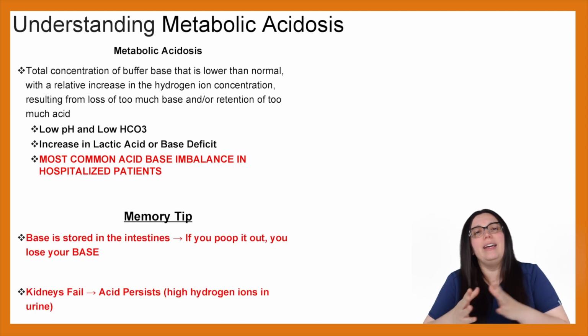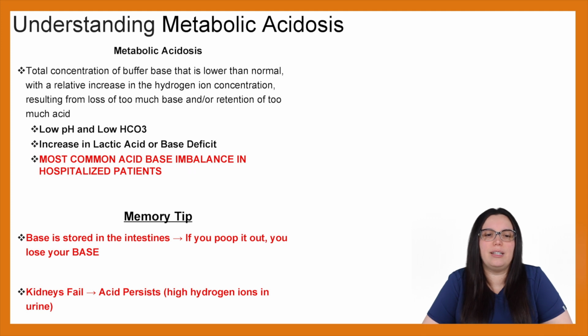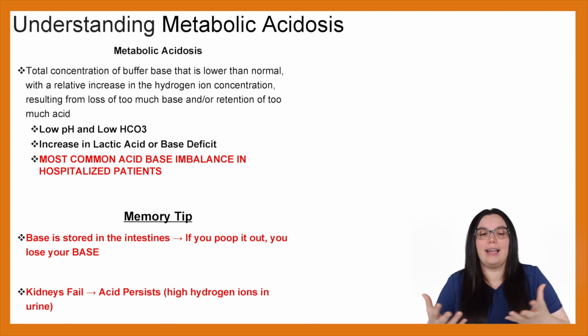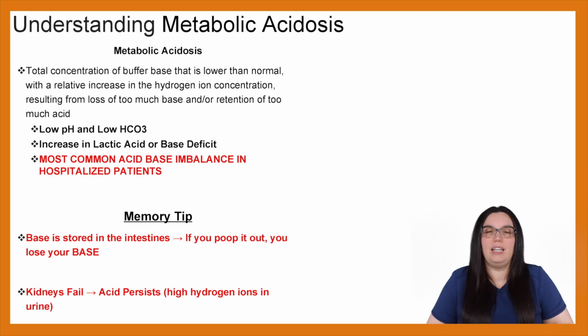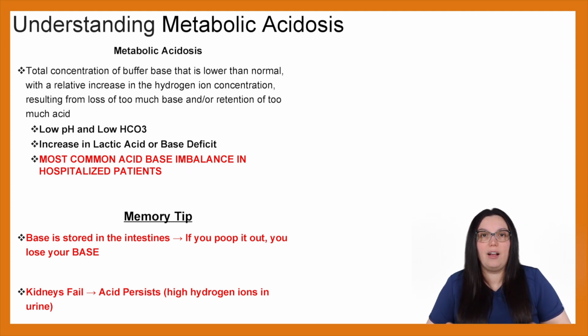So a memory trick to help you remember metabolic acidosis is base is stored in our intestines. If you poop it out, you lose your base, right? So that causes metabolic acidosis. Base is stored in our intestine. If you poop it out, you lose your base. If our kidneys fail, acid persists. So we're going to have high hydrogen ions in our urine because our kidneys are failing, leading to a more acidic state, thus metabolic acidosis.